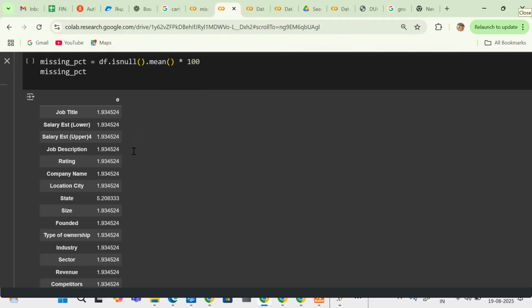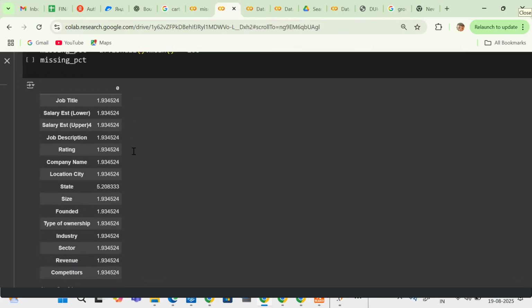Now you can see the data sets are mostly the same. I think 1.93, it's the same in all the columns. I feel that one row might be missing, or an equal number of rows are missing, and each column entry is missing at the same time. So you are getting the same percentage. If you are missing one row and all the columns are missing, then the percentage will be the same, right?